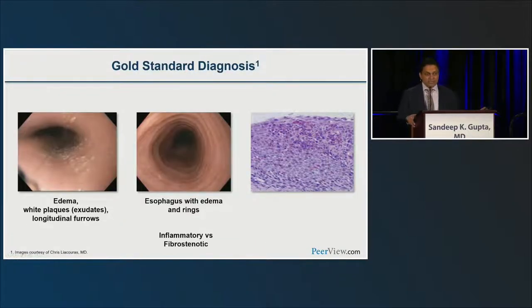To diagnose it, you need an endoscopy, and these are some of the endoscopic features. We divide them into inflammatory, which is on the left side, and fibrostenotic in the middle, with rings and strictures and narrow caliber esophagus. And on the very right is a biopsy. It may not show as well, but there are a lot of eosinophils on that esophageal biopsy.